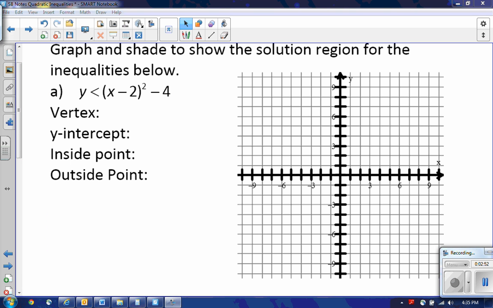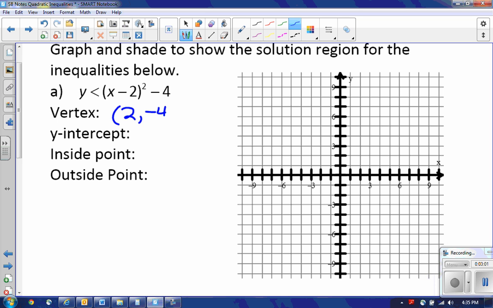We have an equation that's in vertex form. Since it's in vertex form, we should be able to easily read the vertex. Our vertex would be the point 2, -4. So we can place this on our graph. If you remember, to find your y-intercept, you always need to plug in 0 for x.